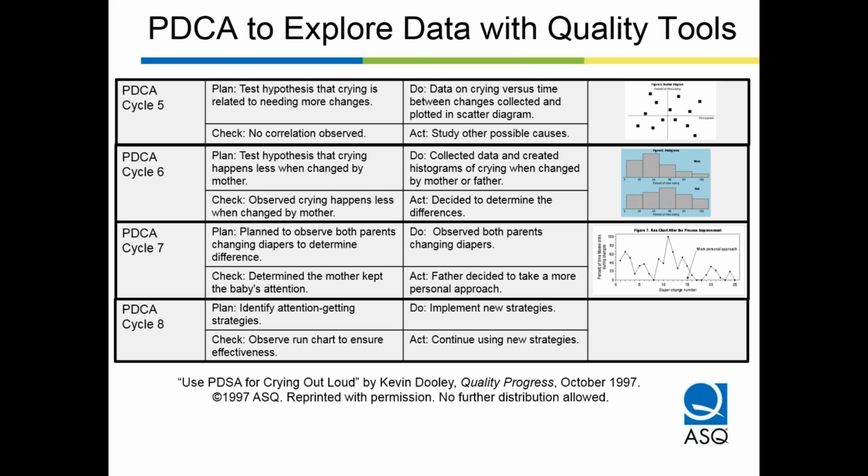They test the hypothesis: crying was outfit dependent. I think that's a good one. That would be my guess. The baby cries based on what the baby's wearing. So they start documenting this. They did a histogram. Correct data on crying of outfits?